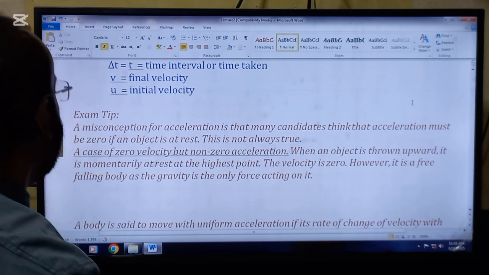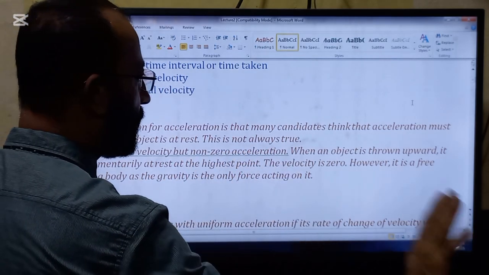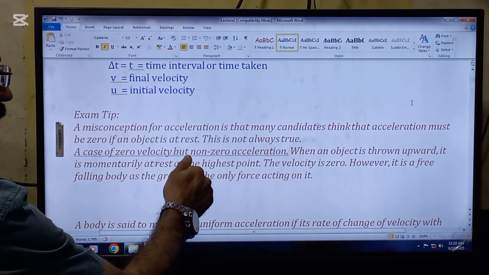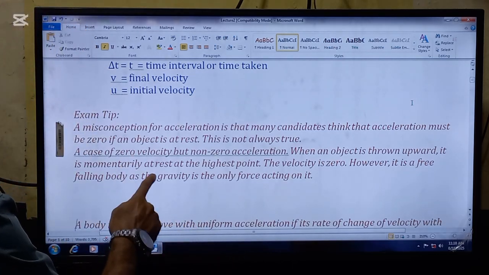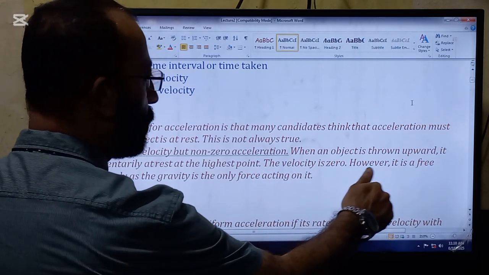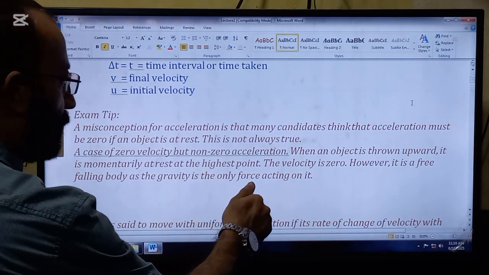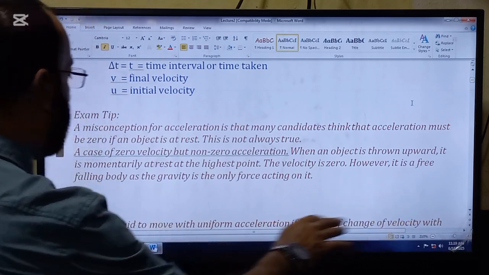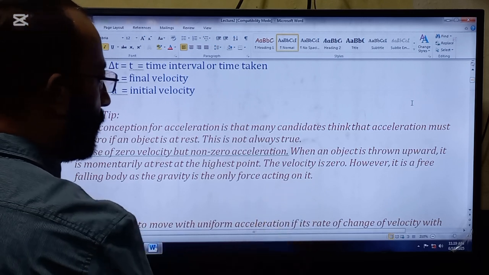An exam tip for you: a misconception for acceleration is that many candidates think that acceleration must be zero if an object is at rest. This is not always true. A case of zero velocity but non-zero acceleration is when an object is thrown upward, it is momentarily at rest at the highest point. The velocity is zero at the highest point. However, it is a free-falling body as gravity is the only force acting on it.